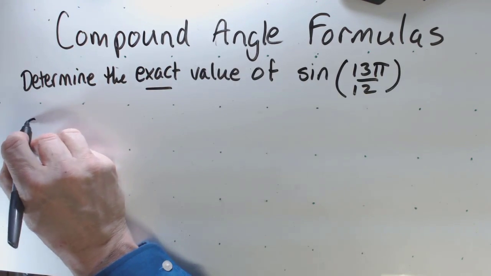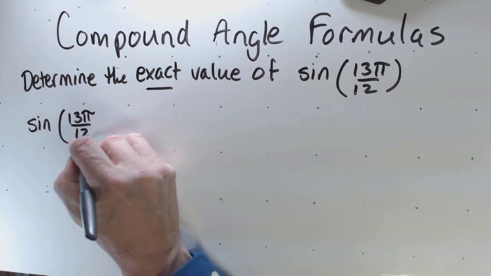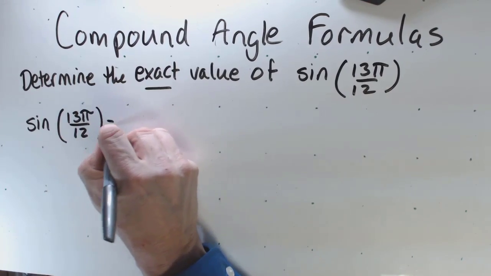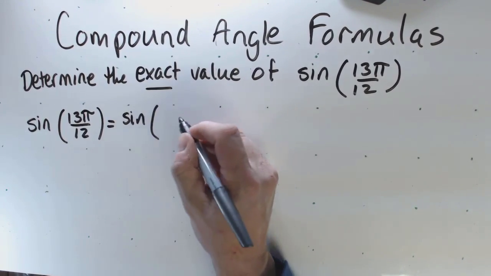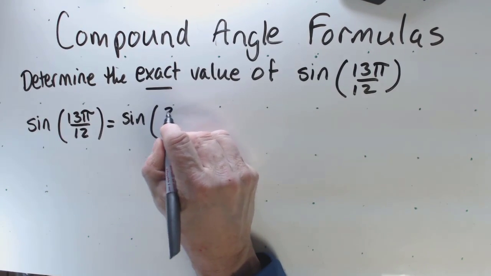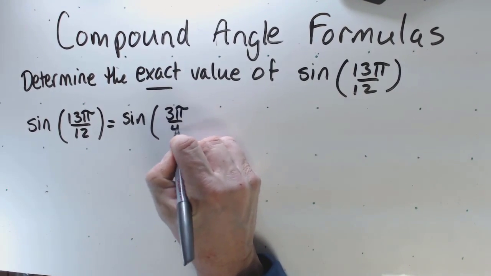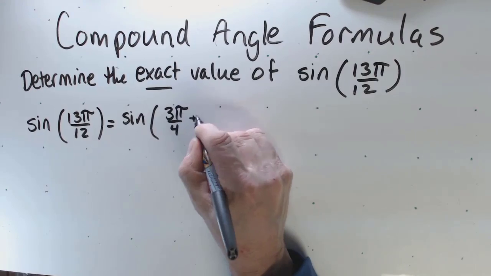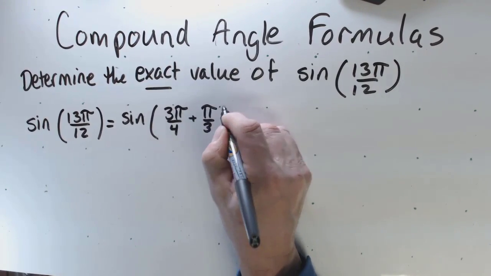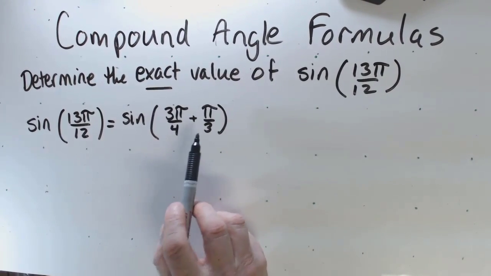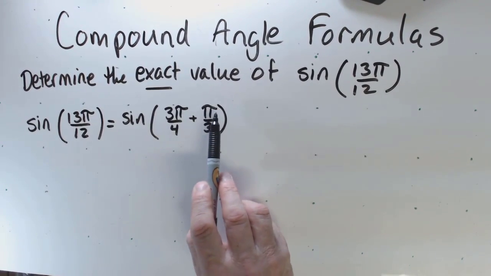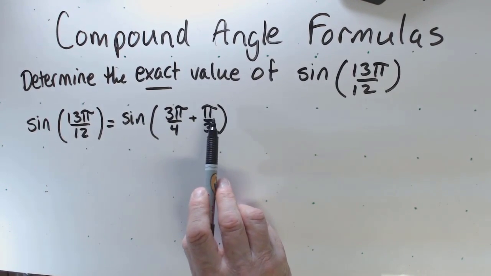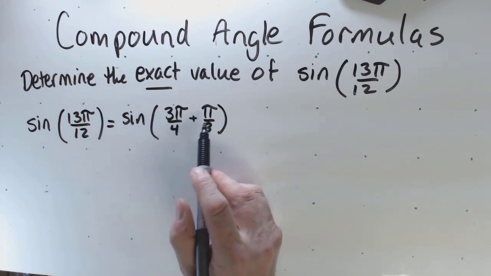And I think I know, because this is a 12, I suspect that this is the sum of 3/4 pi and pi by 3. Sure enough, if I do the math, this is 9/12 and this is 4/12, which makes 13/12.